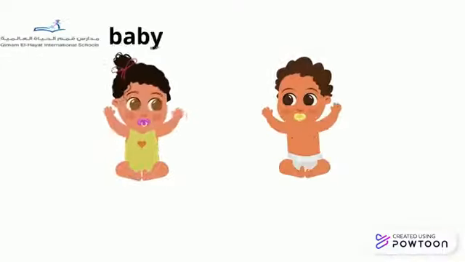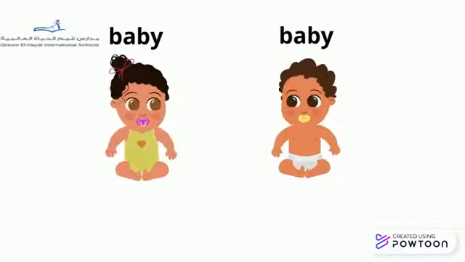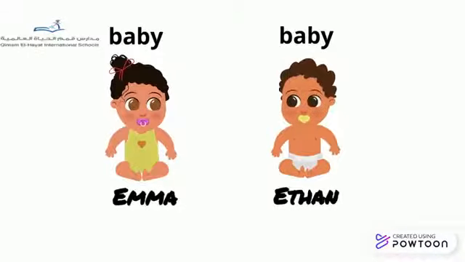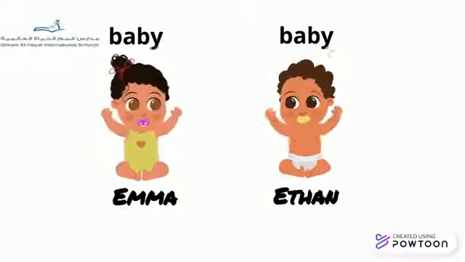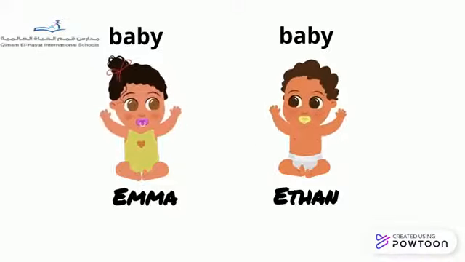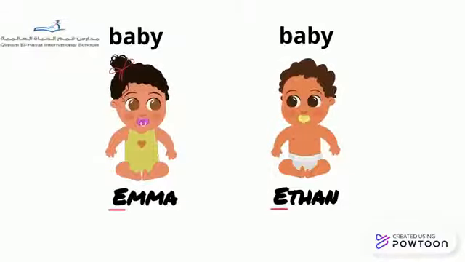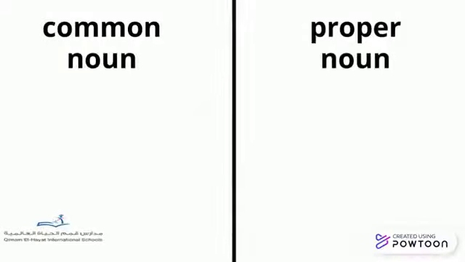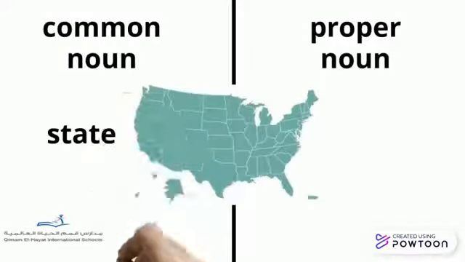This is a baby and this is a baby. But these babies have proper names. If I say that this baby is named Emma and this baby is named Ethan, those are the proper nouns that name each specific baby. Proper nouns are special. We show that they are special by always using capital letters for proper nouns. Let's look at some examples of common and proper nouns.